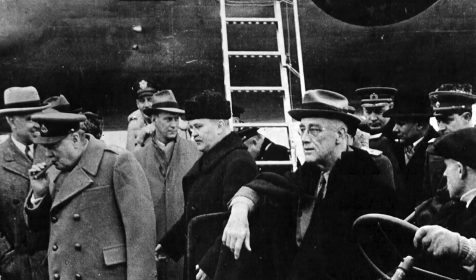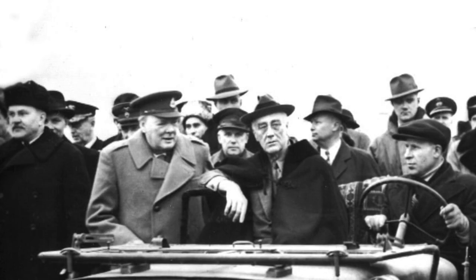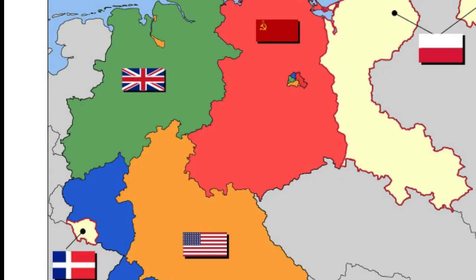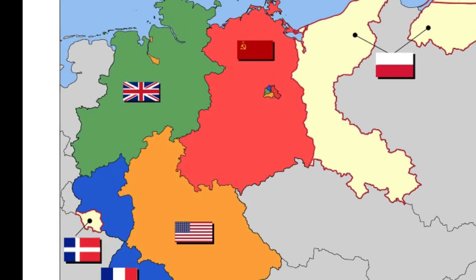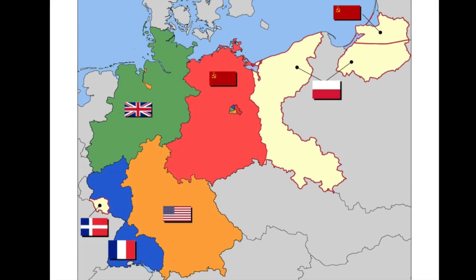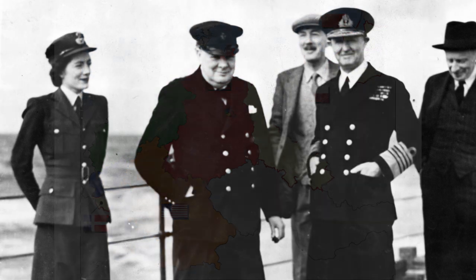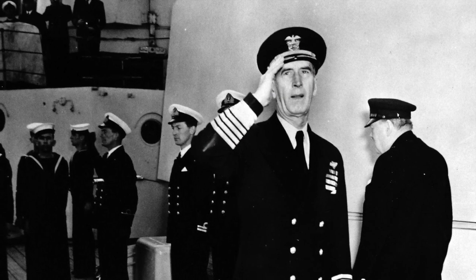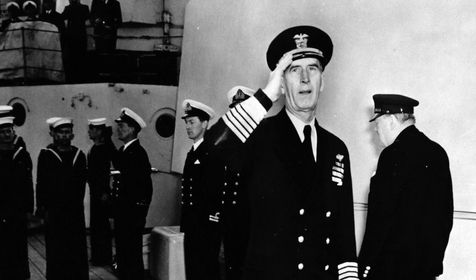One of the primary objectives of the Yalta Conference was to secure a coordinated strategy for the final assault on Germany and the division of its territory after surrender. The Allied leaders agreed that Germany would be divided into 4 occupation zones controlled by the United States, the Soviet Union, the United Kingdom, and France. This arrangement aimed to ensure the demilitarization and denazification of Germany while preventing any single power from dominating its post-war reconstruction.